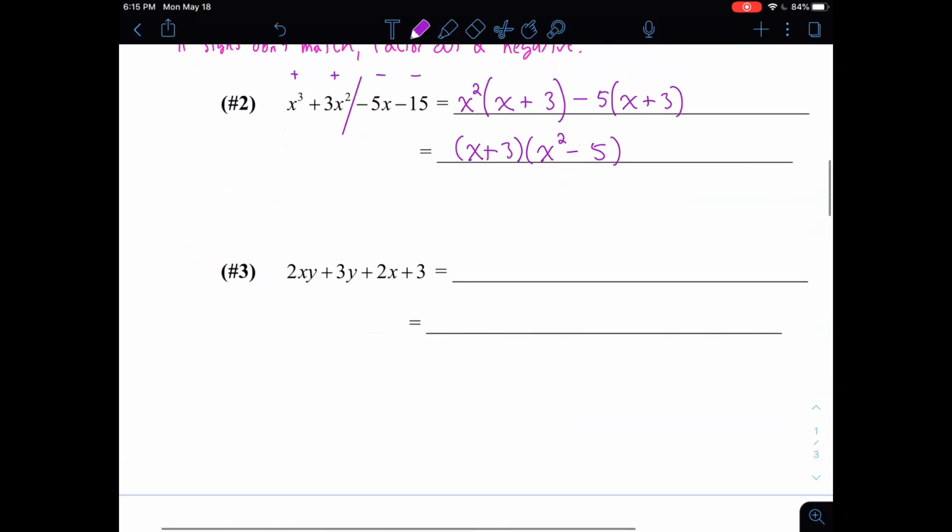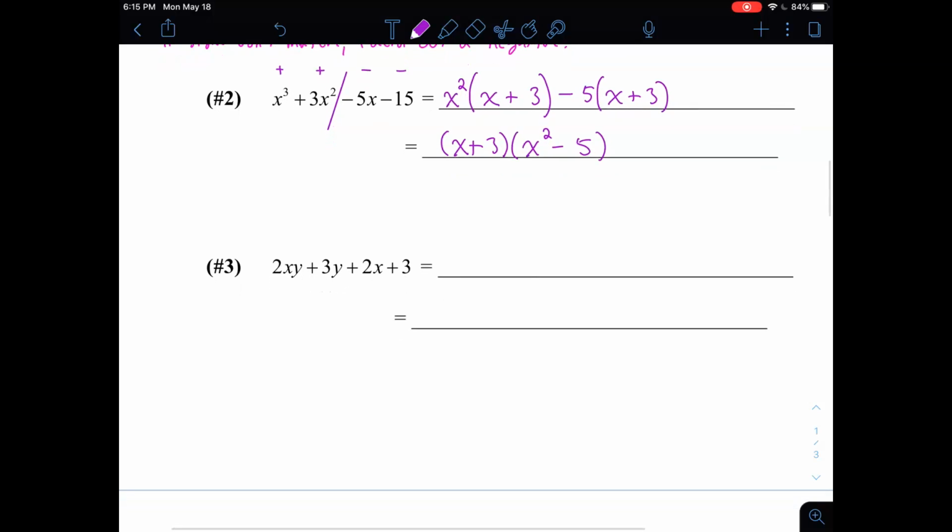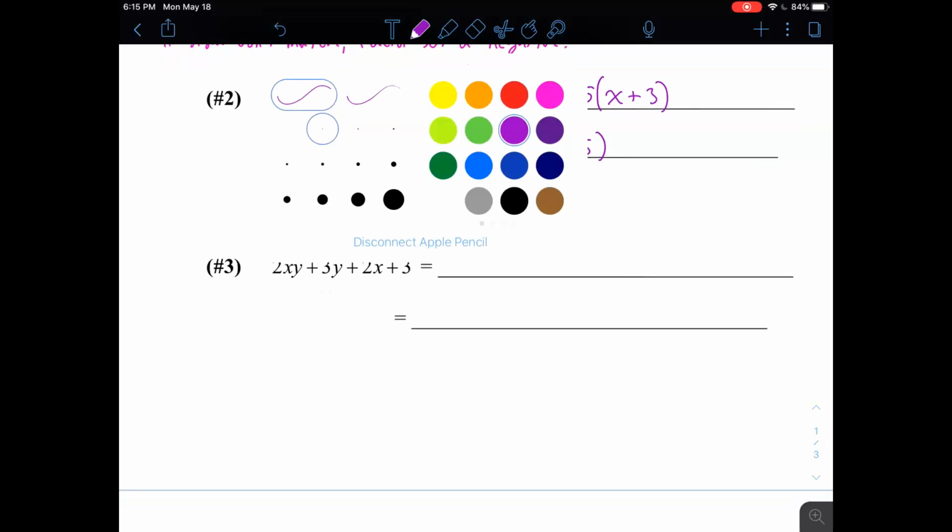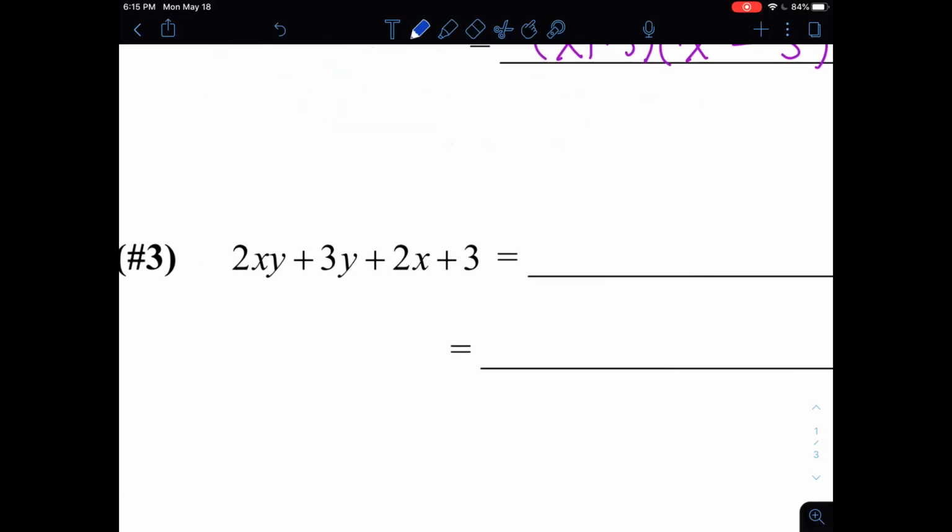Okay. Next one, number 3. So we have factoring by grouping. We're going to split it in half like this. We're going to mark the signs. These are both positive, so that means the signs are matching, which is excellent. That's what we want. Okay, what's the biggest number and smallest exponent in the GCF?